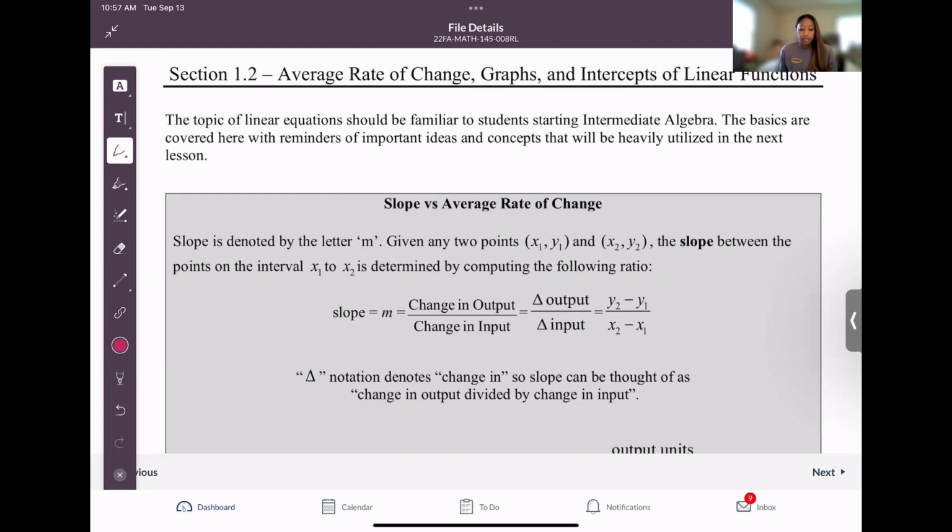All right. So the topic of linear equations should be familiar to students starting intermediate algebra. The basics are covered here with reminders of important ideas and concepts that will be heavily utilized in the next lesson. So we're going to talk about these two topics, or the topic of lines, a lot in Unit 1. Pretty much all of Unit 1 is about lines. So keep that in mind.